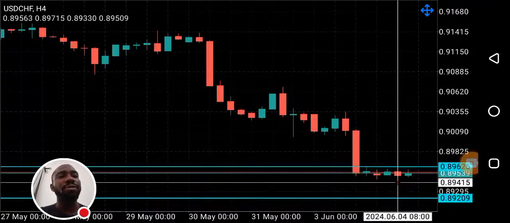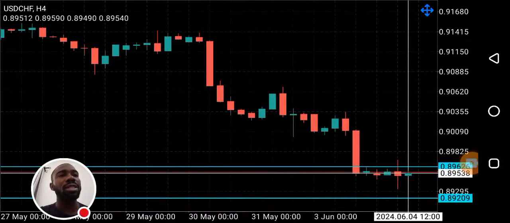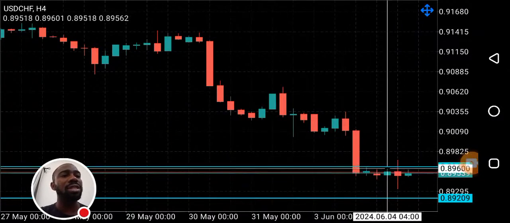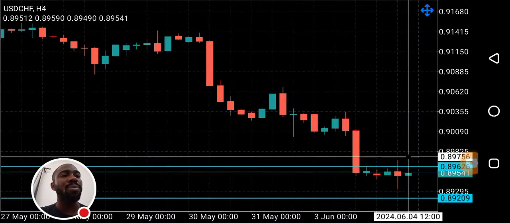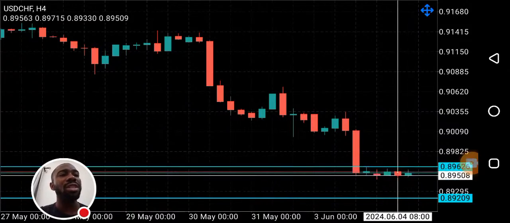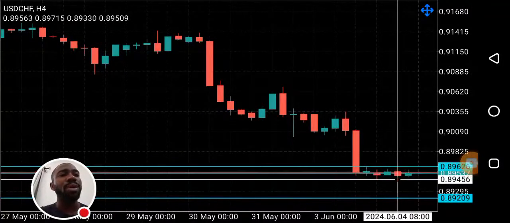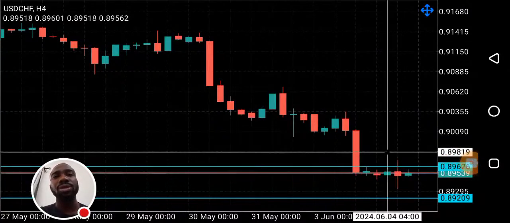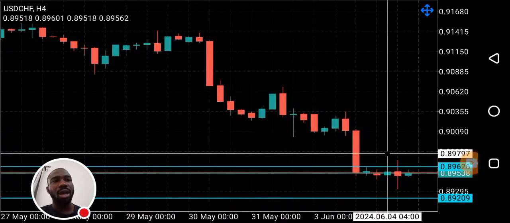So what you should wait for is a breakout from this resistance. Wait for price to break out from this resistance, or wait for price to close above the high of this spinning bottom. Wait for a candle to close above the high before you execute a buy trade on USD CHF. I hope that is clear.